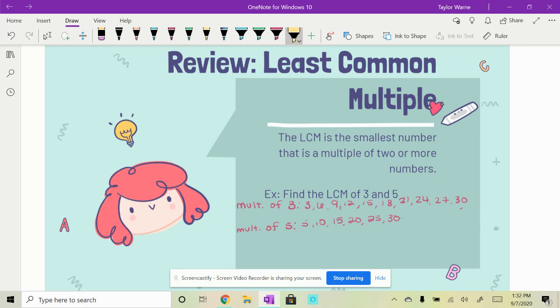So in order to do that, here we have 3, 6. So far we don't have a 3 or a 6 in our 5s. Then we have a 9. For the 5s, we go to 10. Then 12, 15. Oh, wait a second. I have a 15 here and a 15 here. So that 15 is my least common multiple between these two. So my LCM is 15.